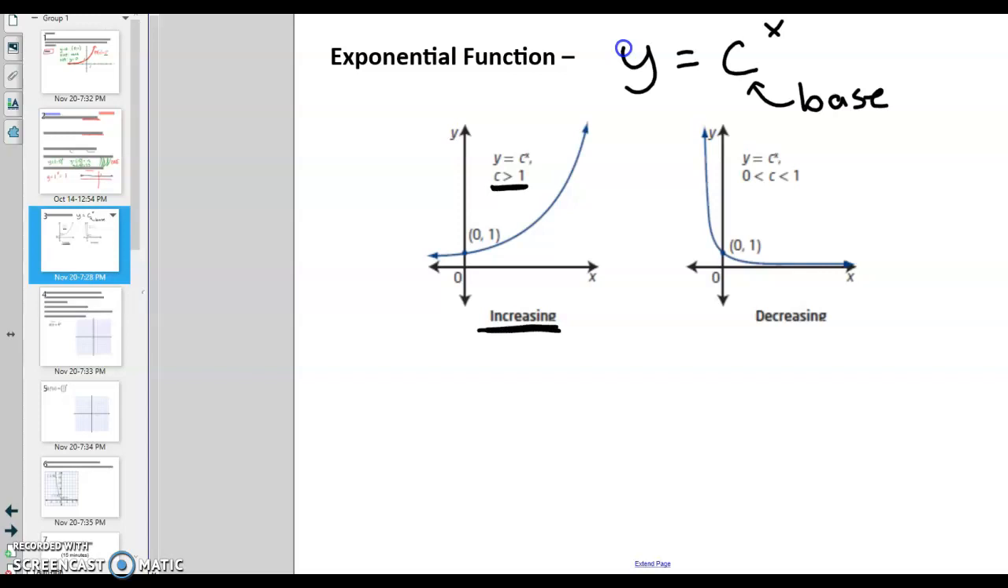Now, if the base is greater than 1, your function is going to be increasing. So that means, again, it's bigger than 1, even 1.1 or 1.2. You're going to get an increasing function. But if your base is between 0 and 1, notice how there's no equal to signs here, so it's only between 0 and 1, then your graph is going to be decreasing. Everything else is the same. They have the same y-intercepts, they have the same horizontal asymptotes, and they have no x-intercepts.